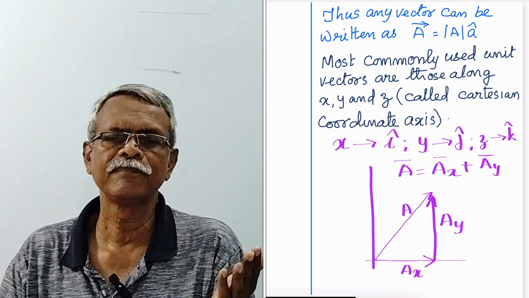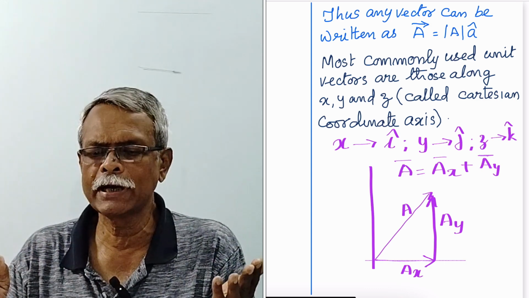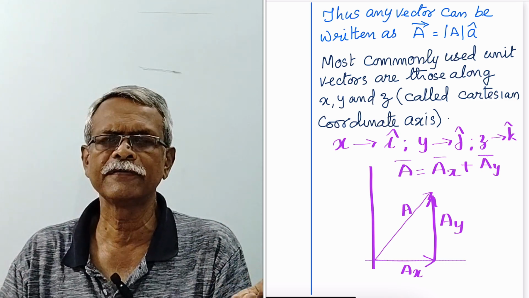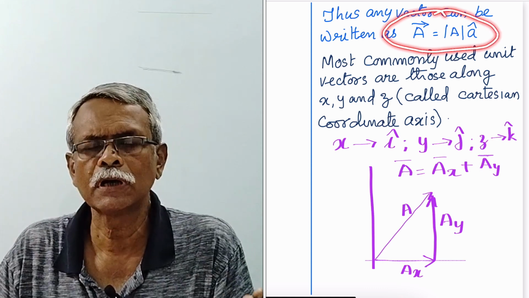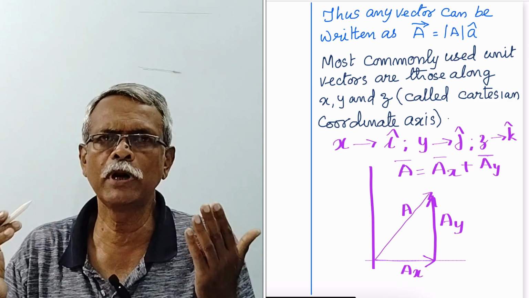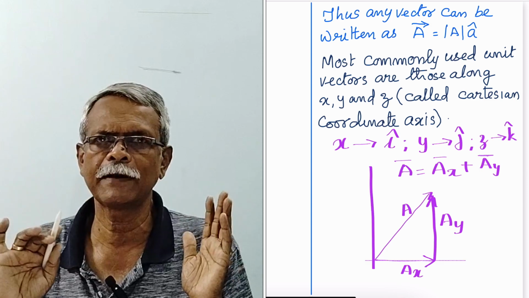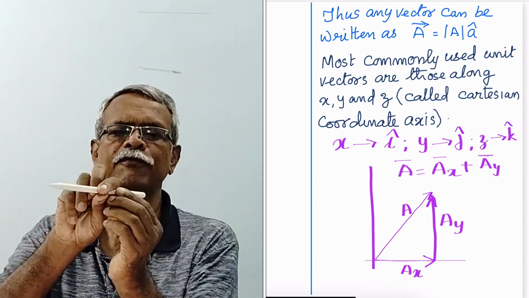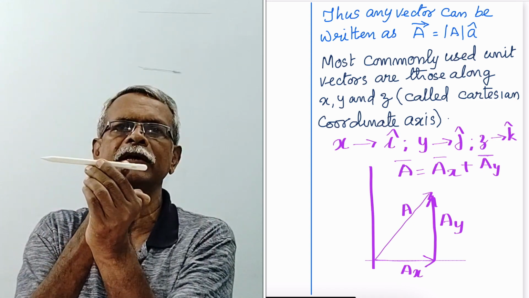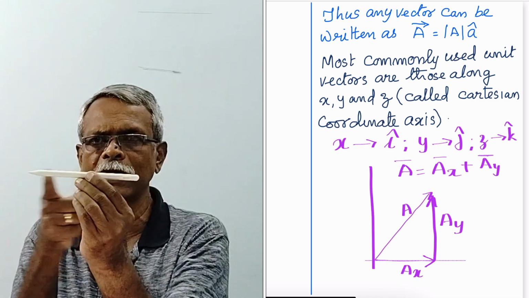But in practice, we usually divide the vector into two mutually perpendicular directions in two dimensions, or three mutually perpendicular vectors in three dimensions. Therefore, we use the concept of a unit vector along the x direction, y direction and z direction. Consider the x direction. For example, this is the x direction. You take a 1 centimeter length here along the x direction. That will give you a unit vector along the x direction.